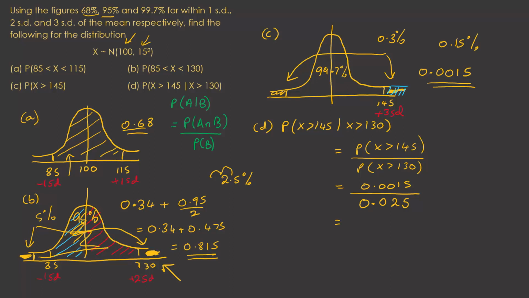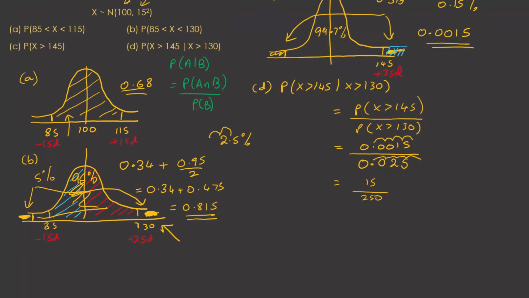So if we multiply top and bottom by 10,000, we'll get 15 over 250. Both of those divide by 5, so that's 3 over 50, or 0.06, because this would be 6 over 100.